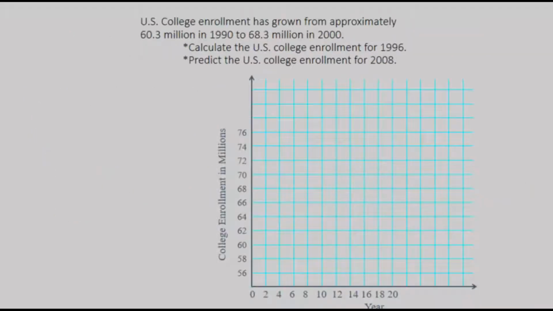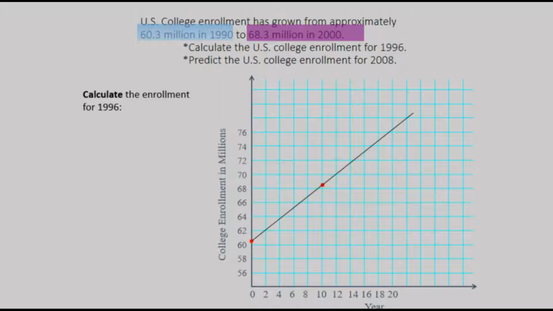So taking this information and plotting the value, we have 60.3 million students in 1990, we have 68.3 million in 2000, and we'll draw the line between those two given values. So the first order of business is to calculate the enrollment for 1996. To do that, we'll use our point-slope formula and pick a point to replace the subscripted variables along with the slope of this line that we have graphed.